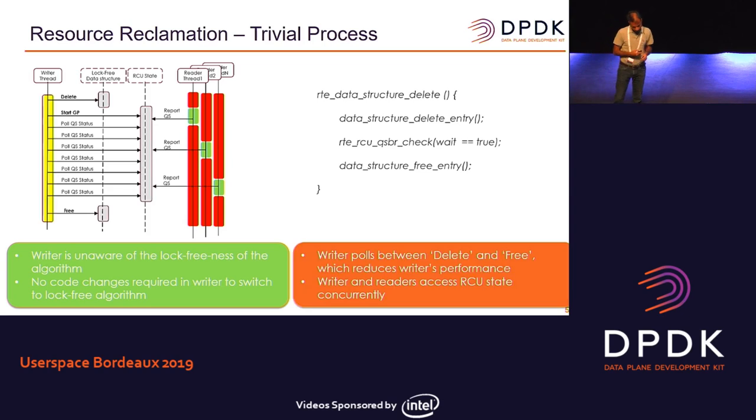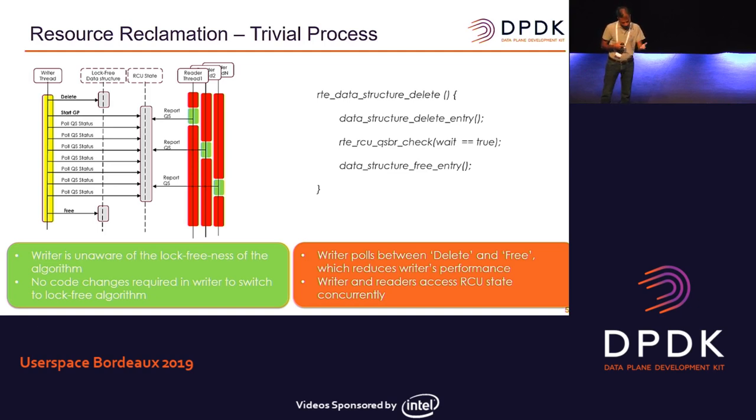But some of the disadvantages, right? So some of the disadvantages are the writer thread is continuously polling. So he doesn't do any useful work between the delete and free. What that means is it's going to reduce the application's performance because he's stuck polling for the quiescent state.